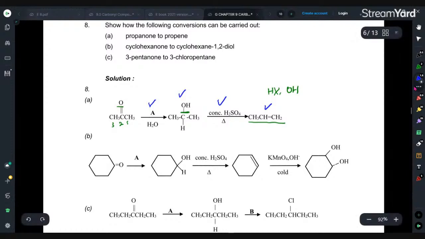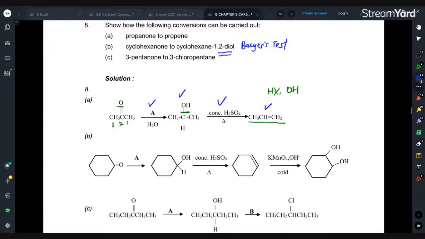Okay, refer to here. You see here, all have to be reduced. So now you notice, right? Once a carbonyl is reduced, it can form many other things. This one is reduced, right? Cyclohexanone becomes cyclohexane-1,2-diol. Only the Baeyer test works with a 1,2-diol. Baeyer test with a 1,2-diol.